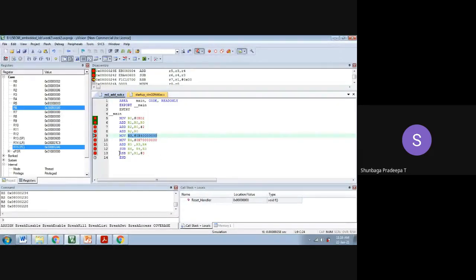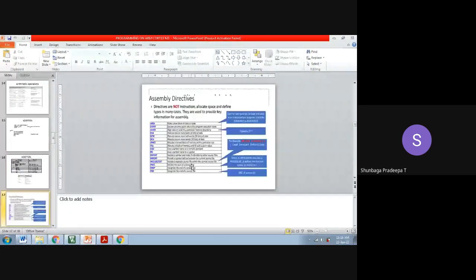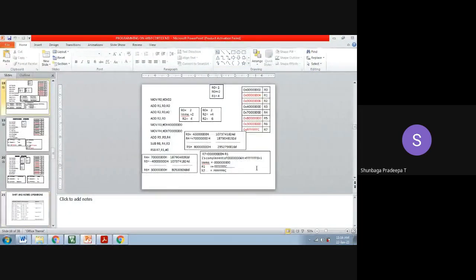All binary bits will be taken and subtraction will be performed. Next is reverse subtraction, 0 minus R1. So R1 is 2, so we have to take the 2's complement of it. And the value, as ma'am told, the 2's complement of 0 is FF, that is the 1's complement plus 1.